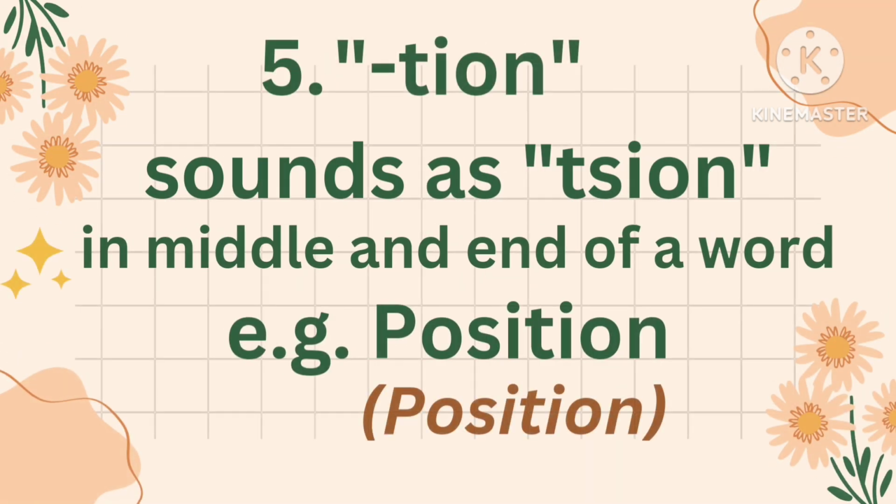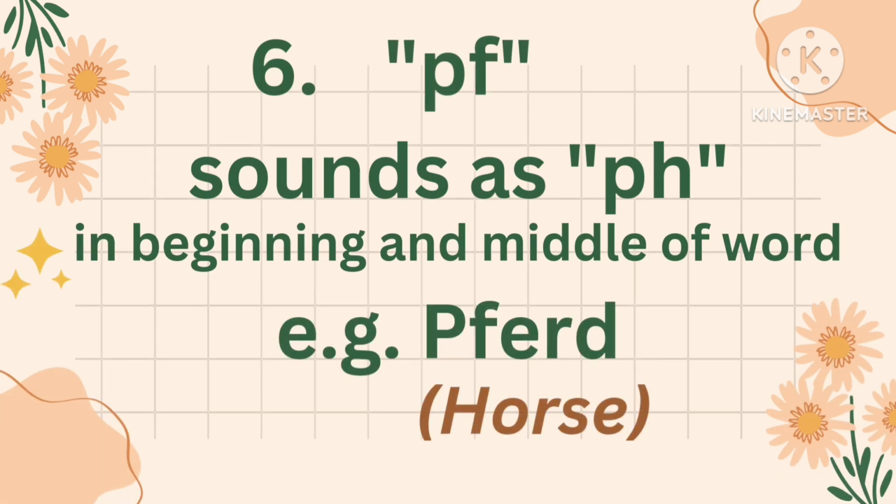TION sounds as tion in the middle and end of a word. For example, Position. PF sounds as f in the beginning and middle of a word. For example, Pferd.